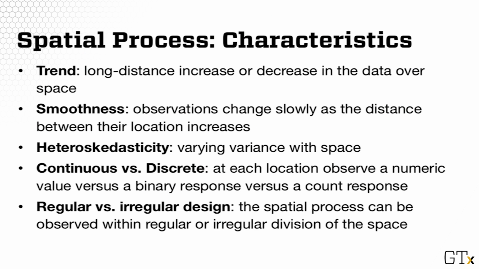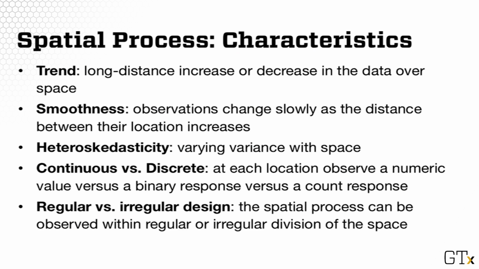Modeling spatial processes requires an understanding of the characteristics of spatial data. Here are a few important considerations. Does the spatial process have a trend? The trend can be a long distance increase or a decrease in the data over space. Periodicity or seasonality is not common for spatial processes. However, we can observe heteroscedasticity, which means the variability varies with space. For example, there may be more variability in urban areas than in rural areas.